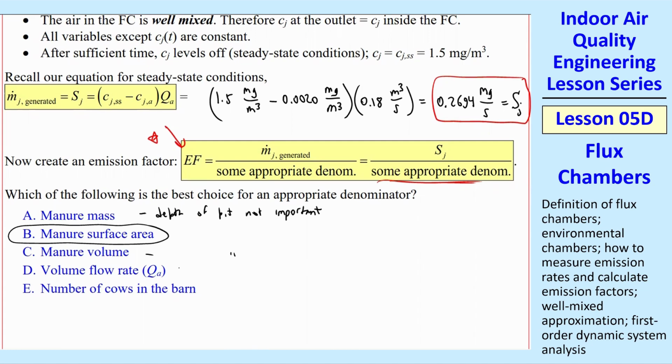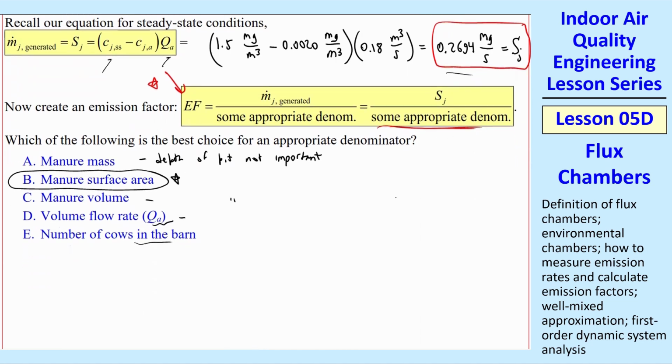The volume flow rate is not important. In fact, you can change this to whatever you want and redo the math. You'll get a different CJSS and you'll get a different QA, but you'll get the same source strength. And then the number of cows in the barn, well, that just determines how much manure you have. So the appropriate choice is the surface area. And so once we have that figured out, we can calculate our EF.